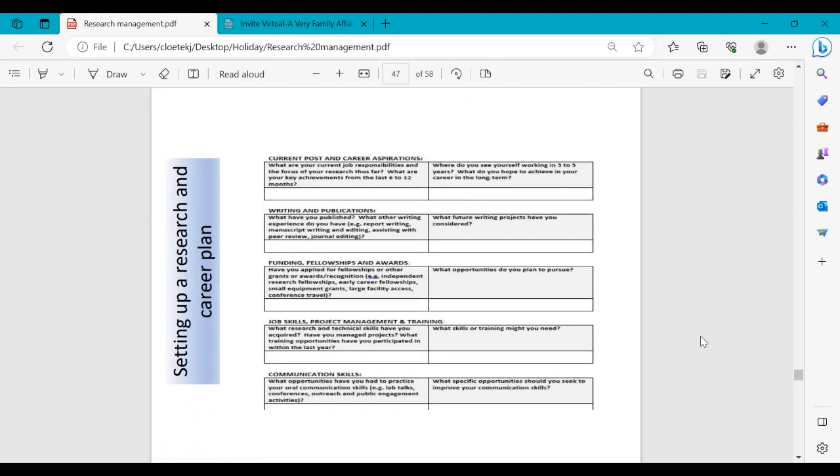Now, sorry, you can also put up a research plan for yourself. So this is just an example. You can make a heading for yourself in a Word document or your notebook or wherever, your phone, that this is my career aspiration and what do I need to do to achieve that.